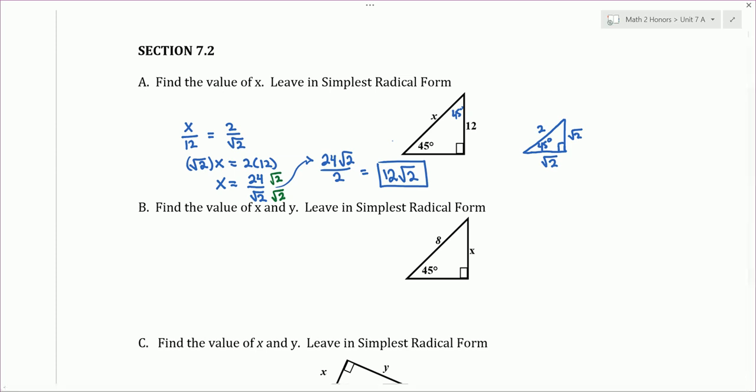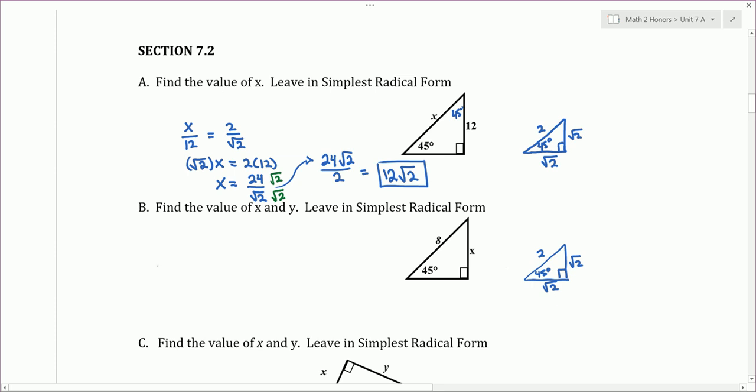For B, I've got another 45, 45, 90 triangle, so I'm going to draw another 45, 45, 90 triangle that I do know the side lengths of. And I know they're similar. The triangles are similar by angle-angle similarity. And I'll set up a proportion here. This time I'm going to set it up a little differently.